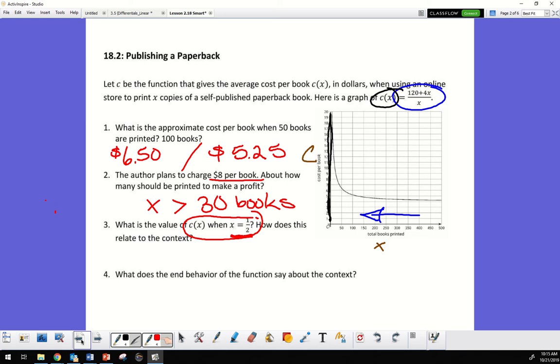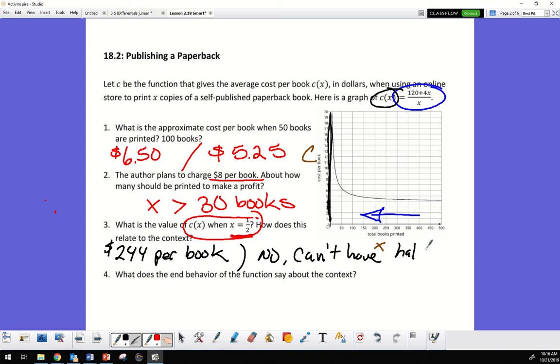So we found the value. Okay, what is the value here? So it was 244, right? Per book, and is it related? And you say no. Okay, you can't have half a book. What does the end behavior of the function say about the context?